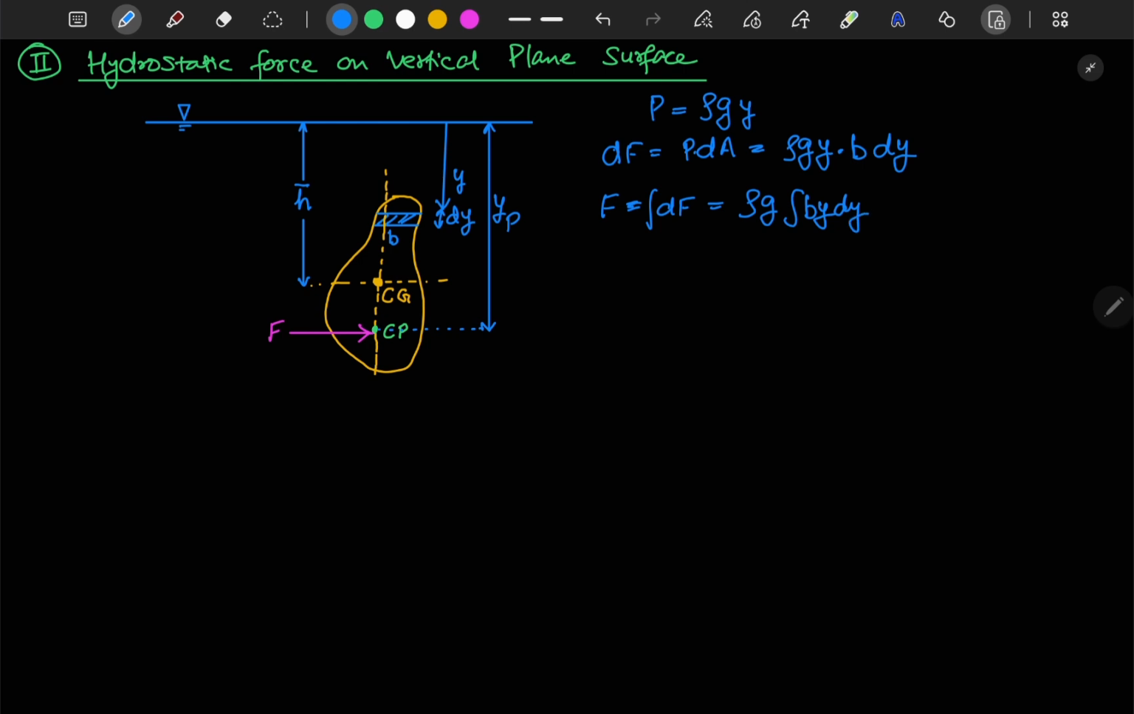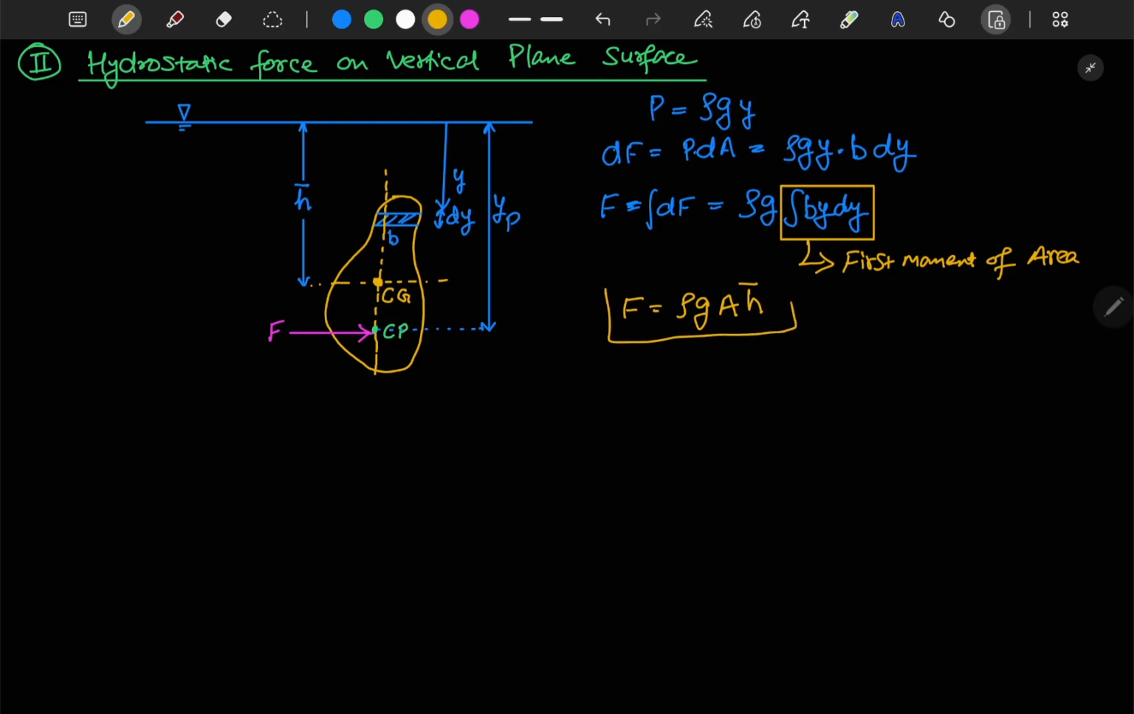Okay, now this term here, y dA, is basically your first moment of area. Okay, and we can also write it as F is equal to rho g A h bar. Okay, because A h bar is also your first moment of area. I hope you get this.